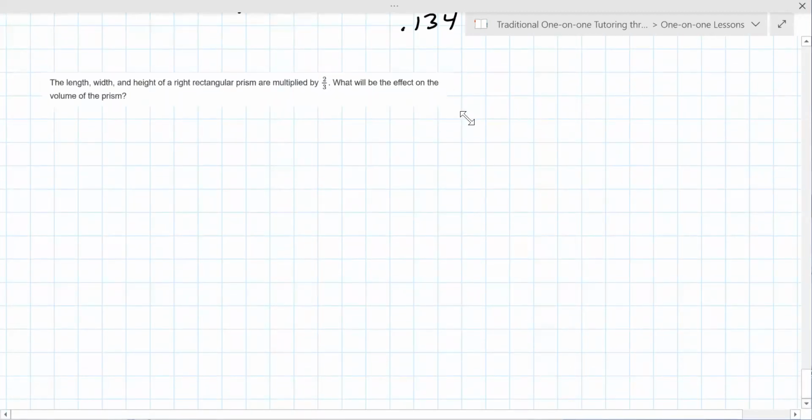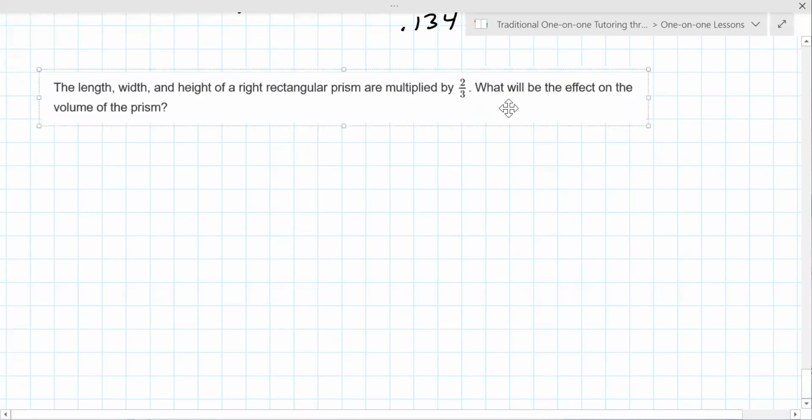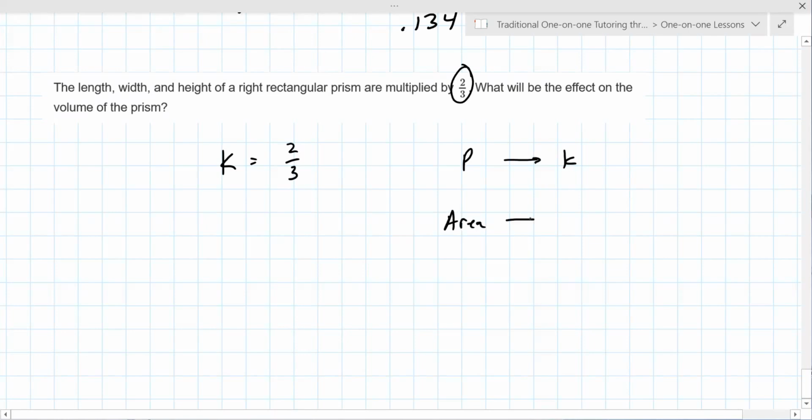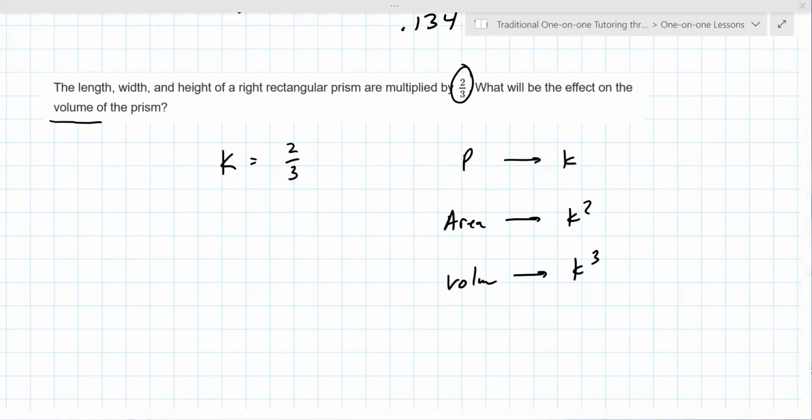Okay, the length and width are multiplied by 2/3. So that's your K value. For perimeter, you just use K. For area, you need K squared, and for volume, you need K cubed. So which one is this asking about? K cubed. So figure that out for me.